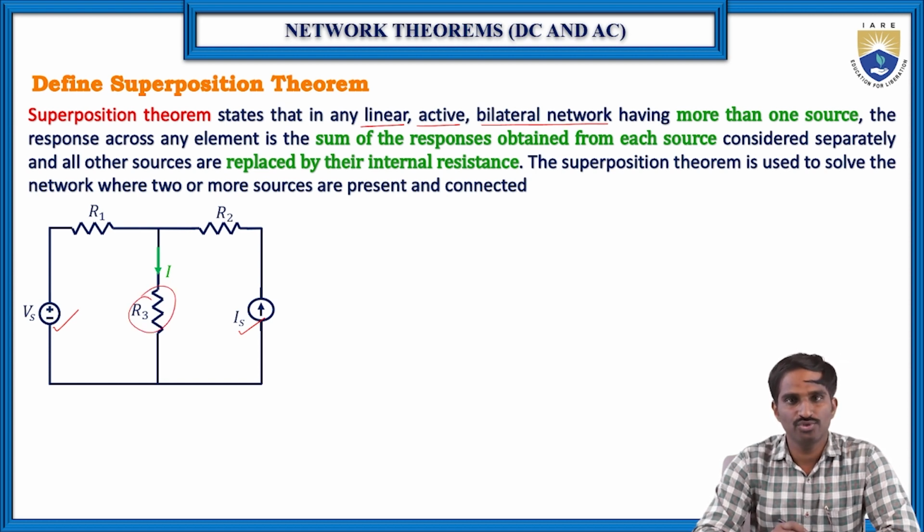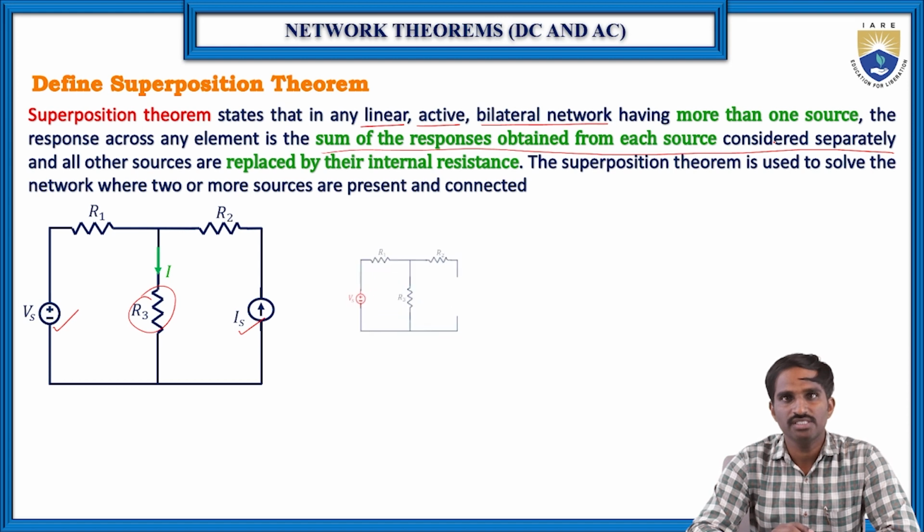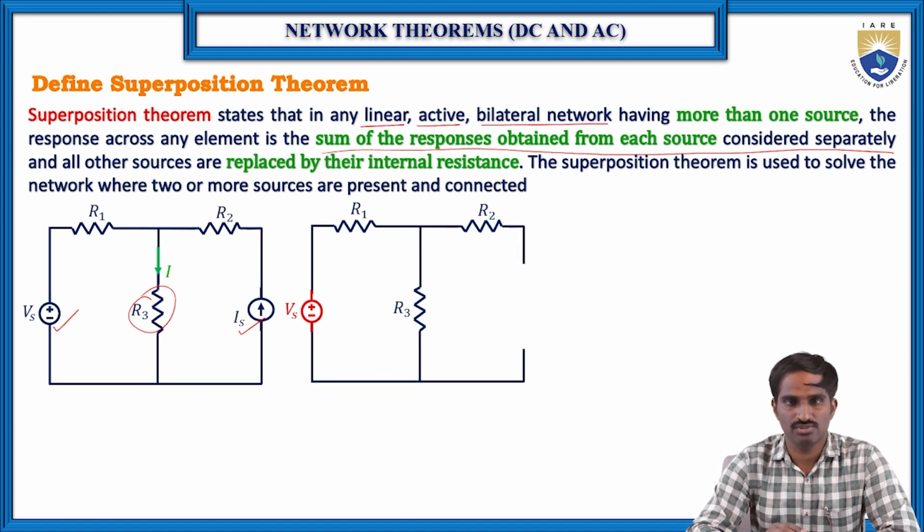Then according to the superposition theorem, the response is the sum of the responses obtained from each source considered separately. First, let us consider only the voltage source, and the other sources are replaced by their internal resistances. If it is a current source, it must be replaced with an open circuit, and if it is a voltage source, it must be replaced with a short circuit. Here there is a current source, so we replace the current source with an open circuit.